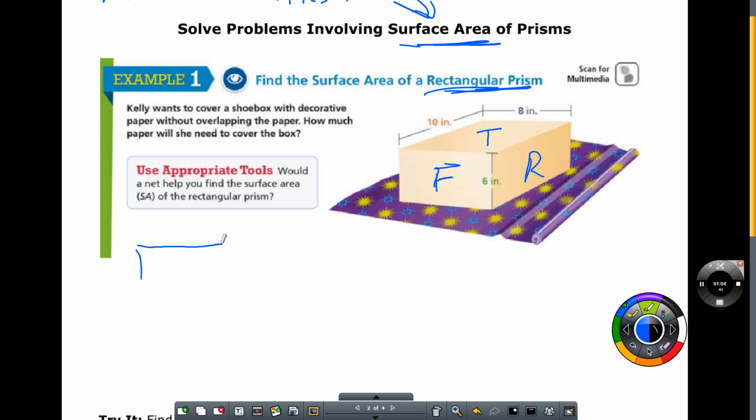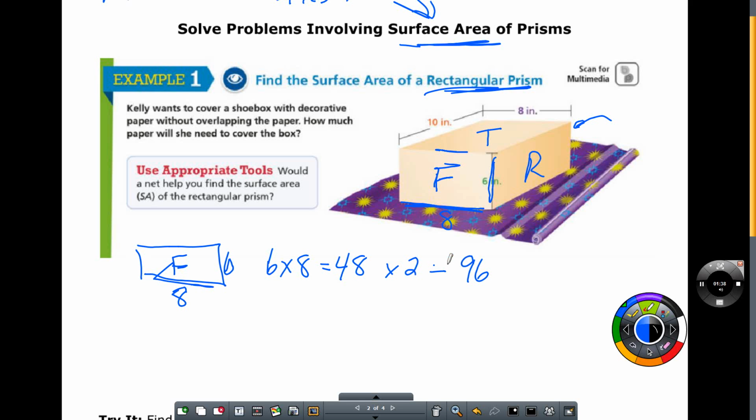So let's start with the front, and I like to draw them out. This is the front. Okay. I need the bottom length of the front. So I'm going to come over here, and this is going to be the bottom length. I see that that's the same as this one, and that's the same as this one. So the bottom length is 8. And I need the height of the front, which is right here, which is 6. So to find the area of this, I'm going to take 6 times 8, which is 48. Now I know that there are two rectangles exactly like this, the front and then the back side. So I'm going to take this 48 and multiply it by 2, and I'm going to get 96. So the area of the front and the back together is 96.